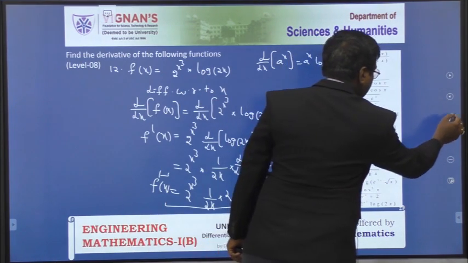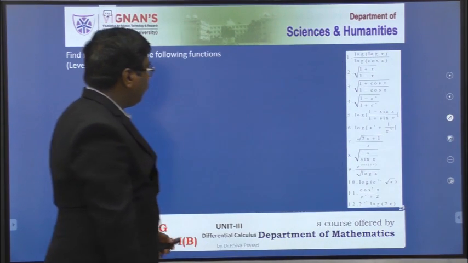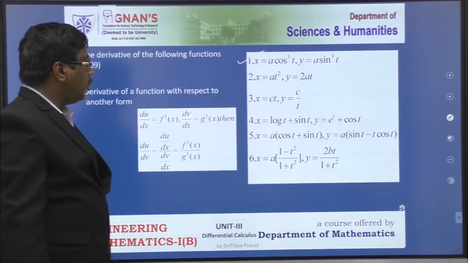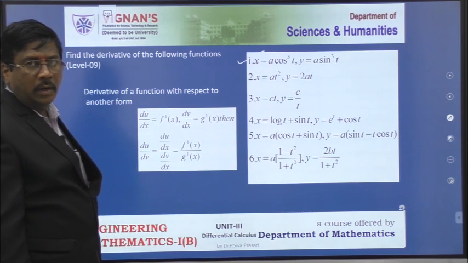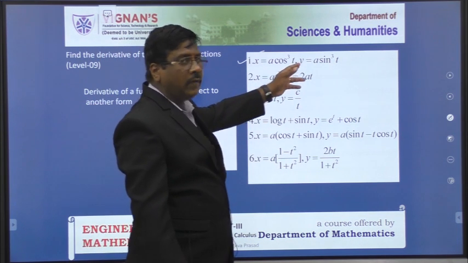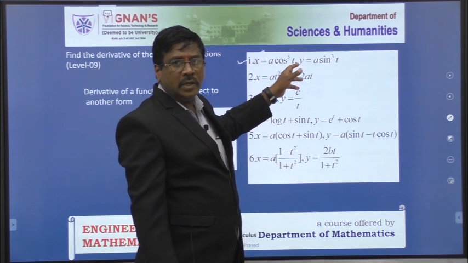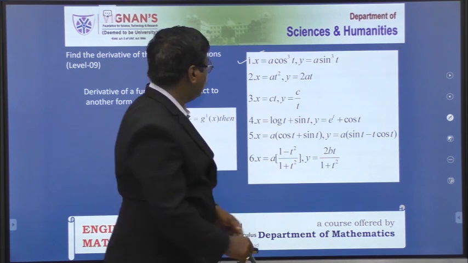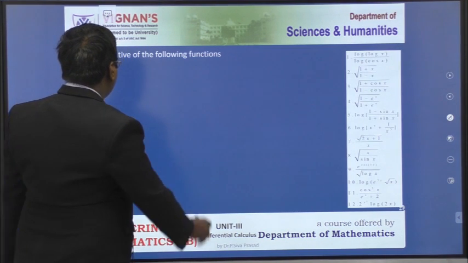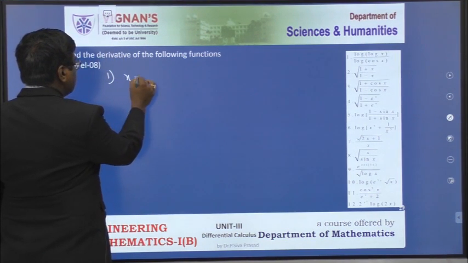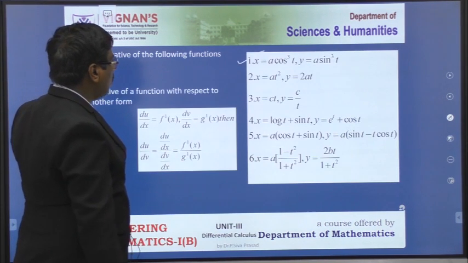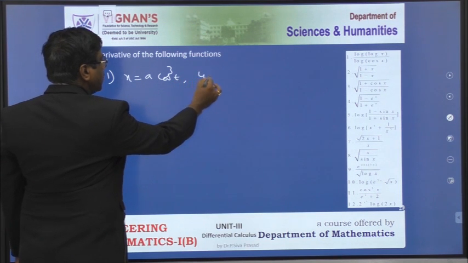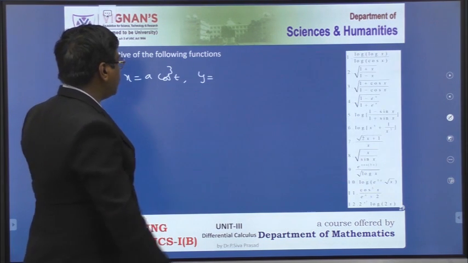Please all of you say this. Here I have to take the first example. So x is equal to a cos cube t, y is equal to a sin cube t. Here x and y are given in terms of t only. So by using that parameter, I have to perform the derivative with respect to x. Please all of you look at the board. Here the problem is given: x is equal to a into cos cube t, comma y is equal to a into sin cube t.